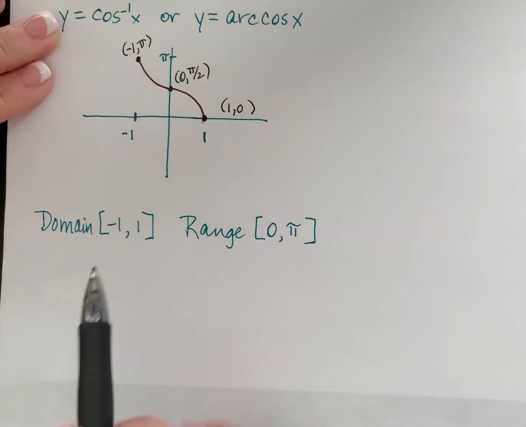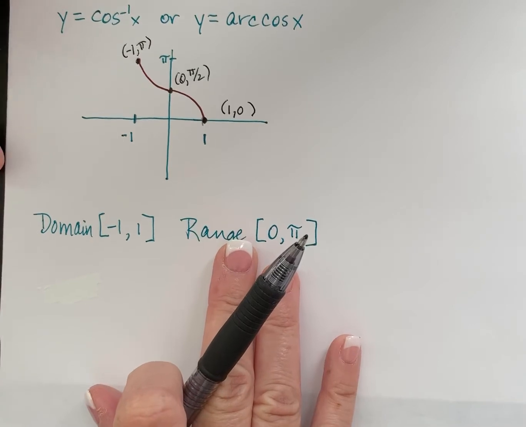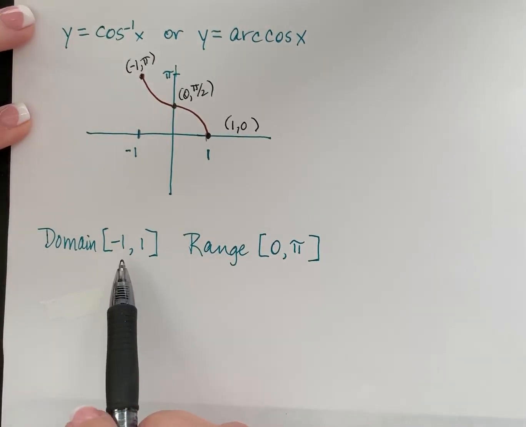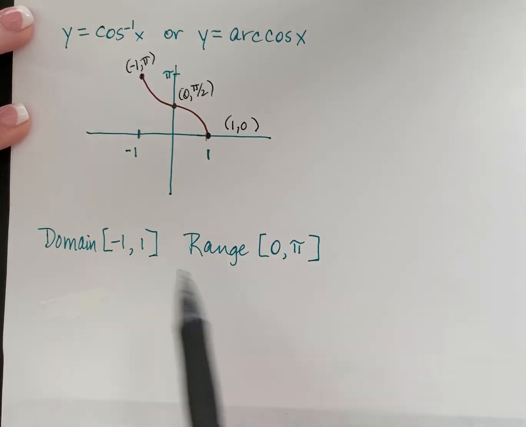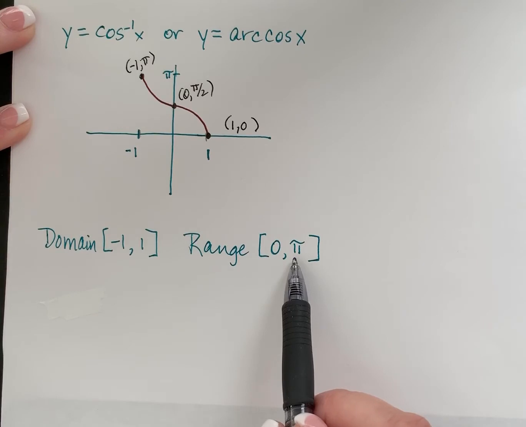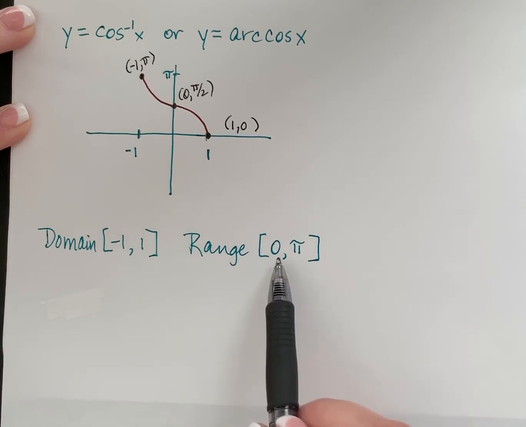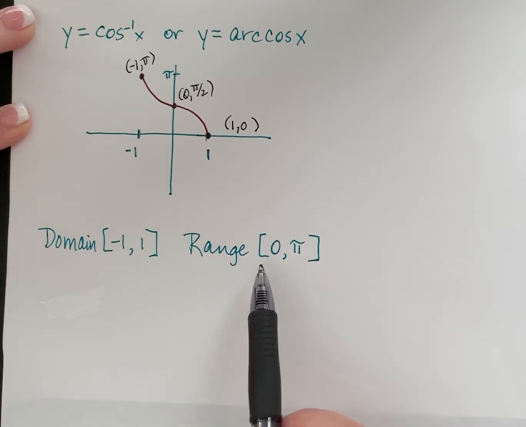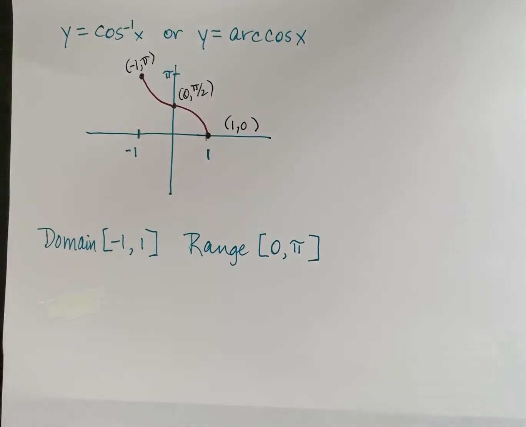All right. So for the inverse cosine or the arc cosine, the domain is going to be negative 1 to 1, and the range, this is the new part for cosine, is from 0 to pi. This is what's different for inverse cosine compared to inverse sine and inverse tangent.